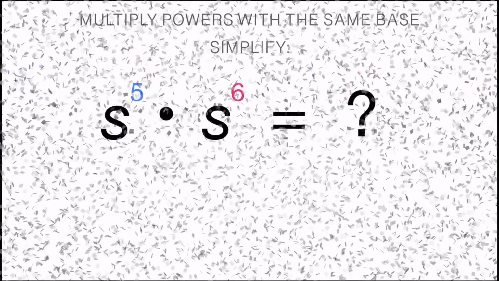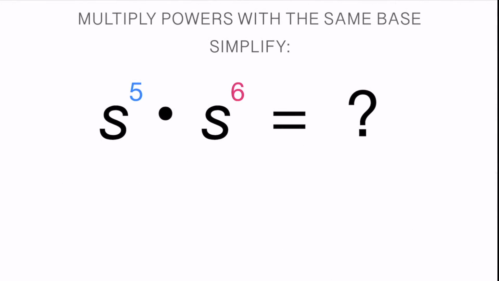Let's try another problem. What is s to the fifth power times s to the sixth power? Let's use our rule. We see we have the same base s, so we can add the exponents. 5 plus 6 is equal to 11, so s to the fifth power times s to the sixth power is equal to s to the 11th power.